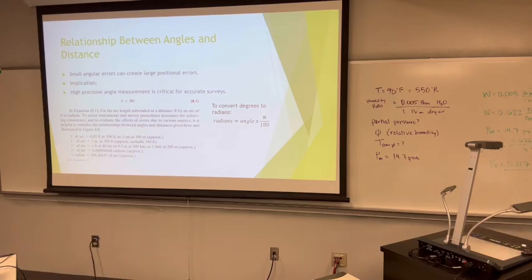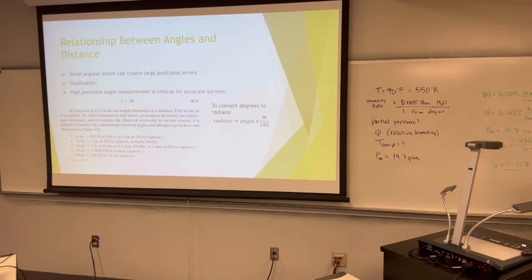The relationship between angles and distances is a good concept to understand here. Small angular errors can create large positional errors, and those errors really increase with distance. As your distances get longer, those errors can increase substantially. High precision angle measurement is critical for accurate surveys.